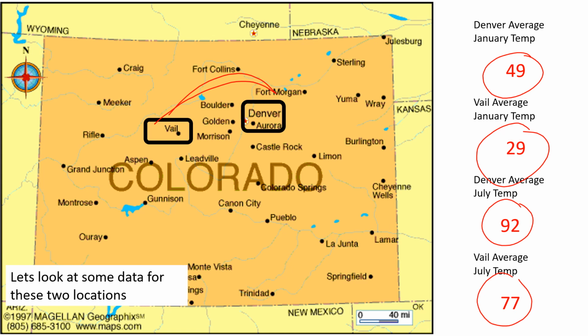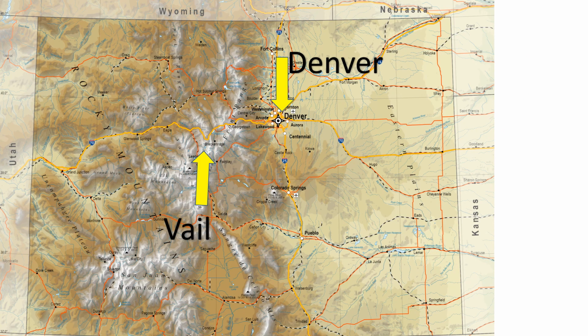But we can't forget about what we have already learned in terms of what determines a place's temperature, and that's elevation. Notice that Vail is way up higher in the mountains, and we can tell that on a physical map here. So Vail, because it's way up here in the mountains, is always going to have colder temperatures than Denver. And they're both going to change a lot from summer to winter because they're both really far away from the coast.